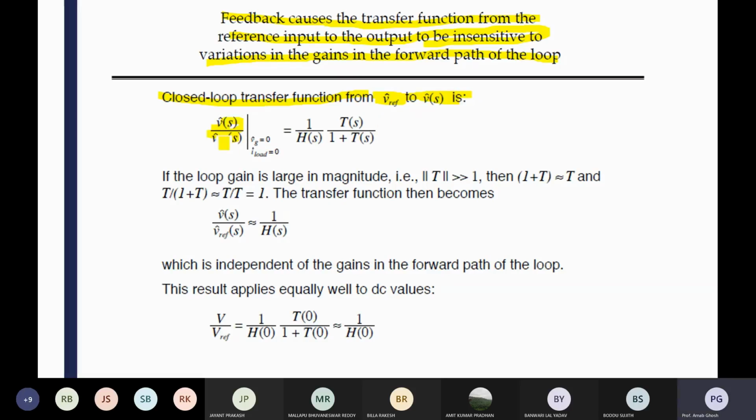If the loop gain is large in magnitude, we see basically multiplications. What was your loop gain? Loop gain is the multiplication of H(s), G_c(s), G_vd(s), and 1 by V_m. These are less, but the loop gain value is large. If the T(s) value is very high, then definitely the loop gain is high. That's why it is written that loop gain is large in magnitude, that means |T| is much greater than 1.